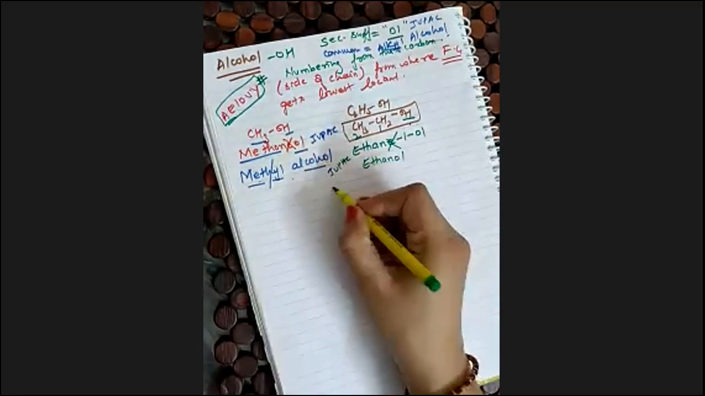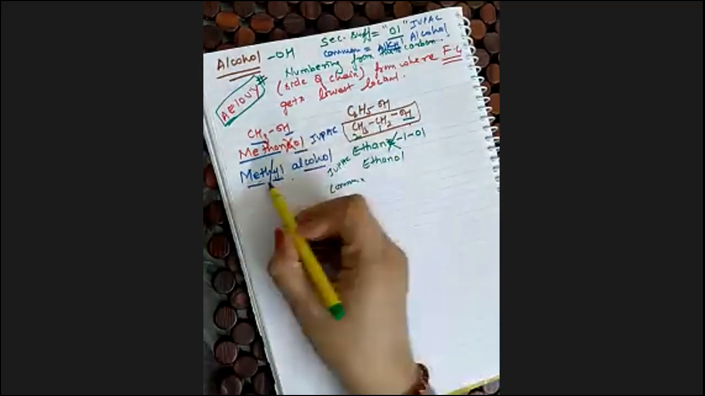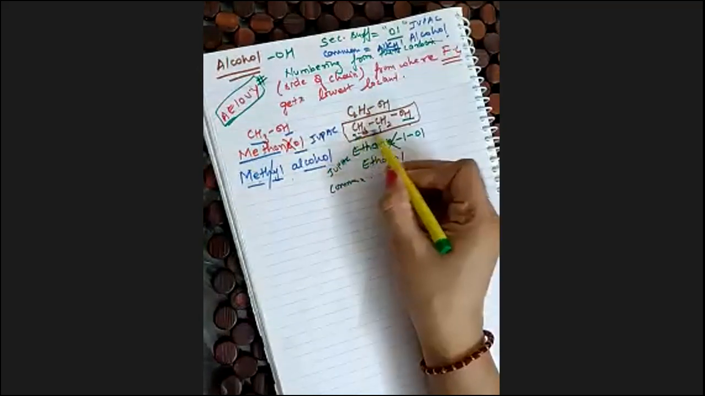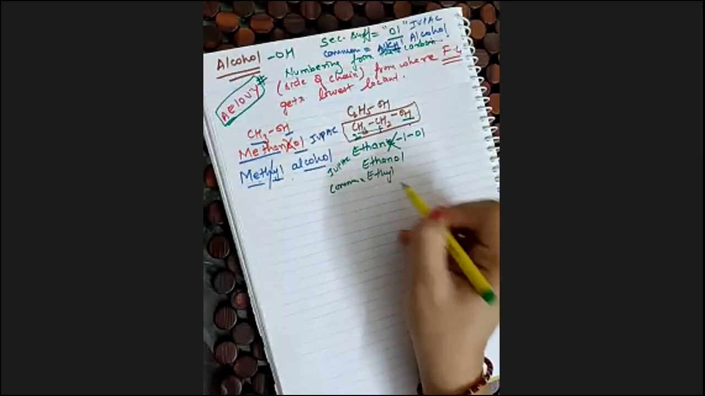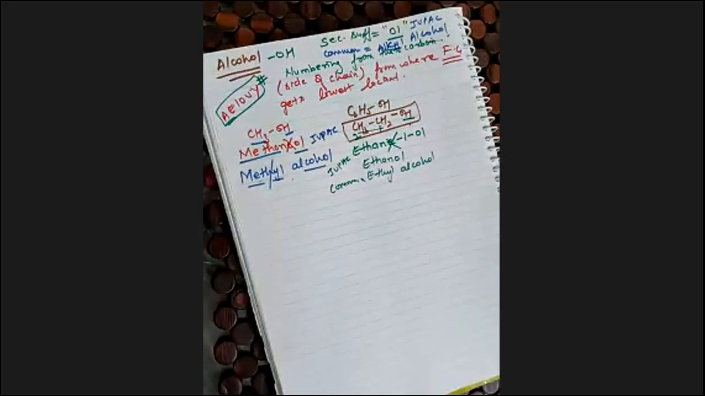Now let's just move to the common name. You must know the common names. So alkyl alcohol. What is the alkyl group here? Ethyl alcohol. This is just the simple nomenclature where we have simple examples, 1 carbon, 2 carbon.